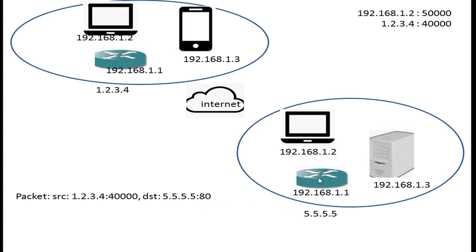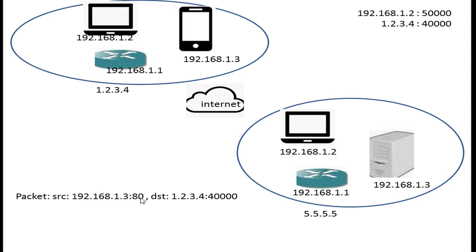number of 80. Now this router already knows that the only device inside its network which is listening to the port number 80 is this web server with the IP of 192.168.1.3. So the router would deliver this packet to this server. After the web server has seen the request and provided the corresponding response, it would create a packet and send to the router.